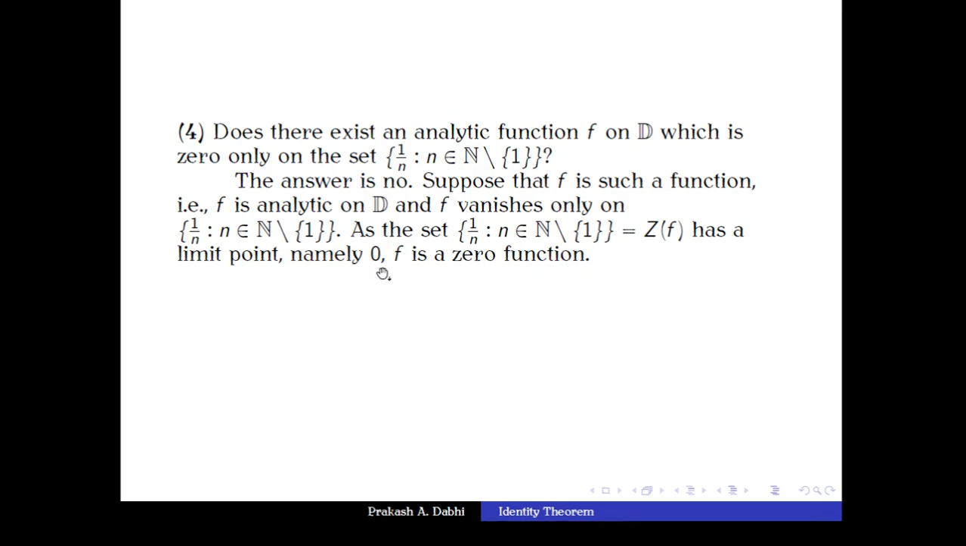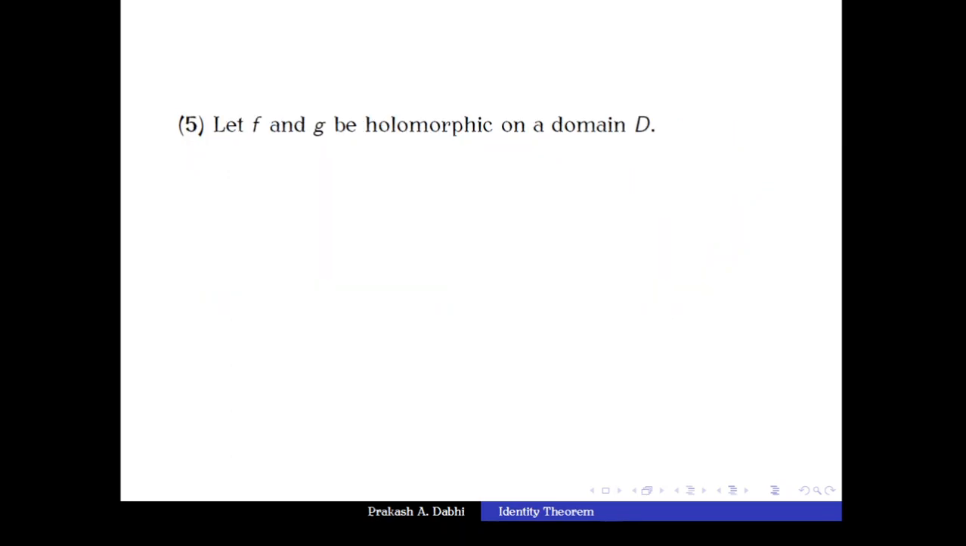So because it is a 0 function, it is going to vanish at every point, and we are interested in finding out a function f which is 0 only on this set. But we have shown that if an analytic function is 0 on the given set, then that function will become identically 0, and thus no such function exists, right? Okay, so now let us go for the next example.